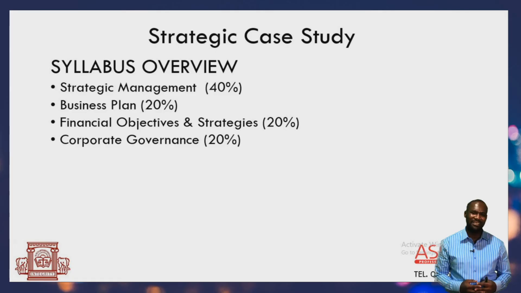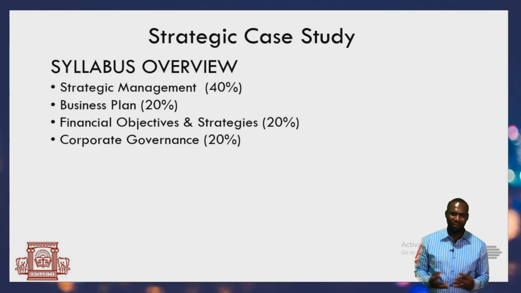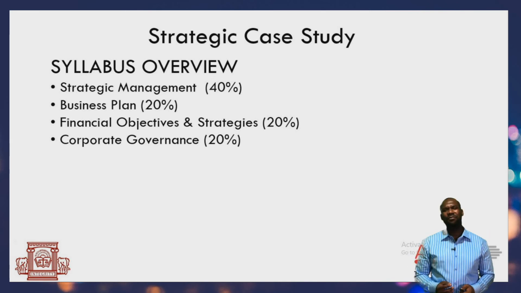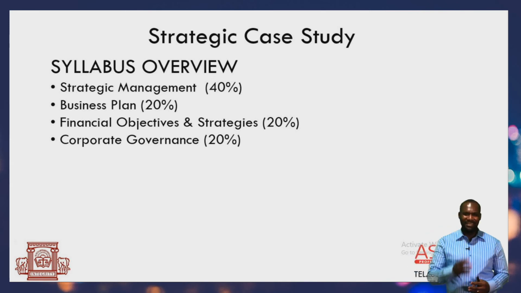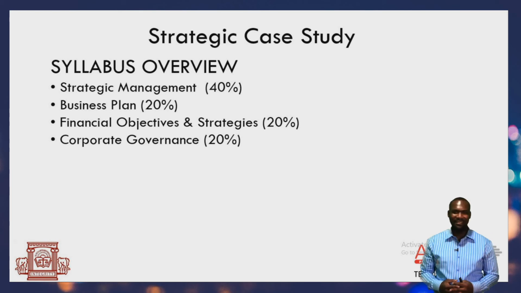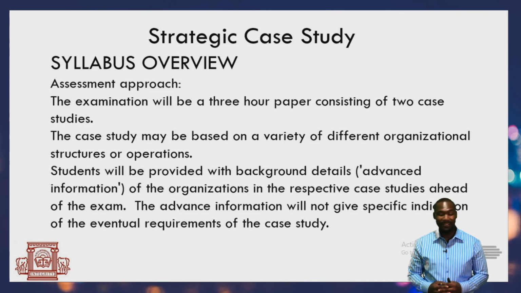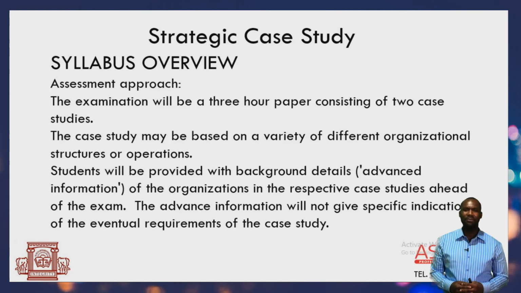But to be frank, our syllabus cuts across, as I've said, 40 marks for strategic management, 20 for business. Obviously, as I told you, all these two may be seen as strategic issues. Then we have financial objectives and strategies, which we've already done in financial management, and governance issues, which we've just discussed. Now, for your exam, the 3-hour paper, surely you shall have a case.